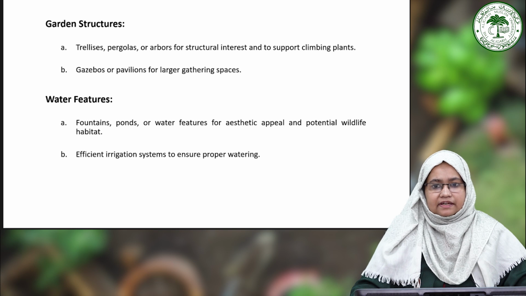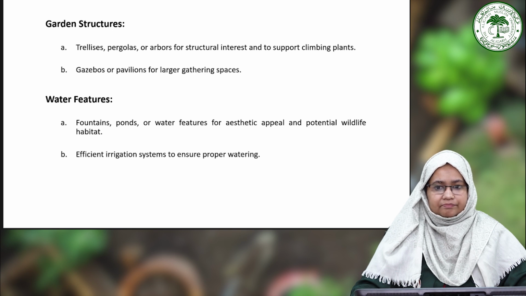Garden structures like trellises, pergolas or arbors for structural interest and to support climbing plants. Gazebos or pavilions for larger gathering spaces. Then the water features: fountains, ponds or water features for aesthetic appeal and potential wildlife habitat. Efficient irrigation system to ensure proper watering.